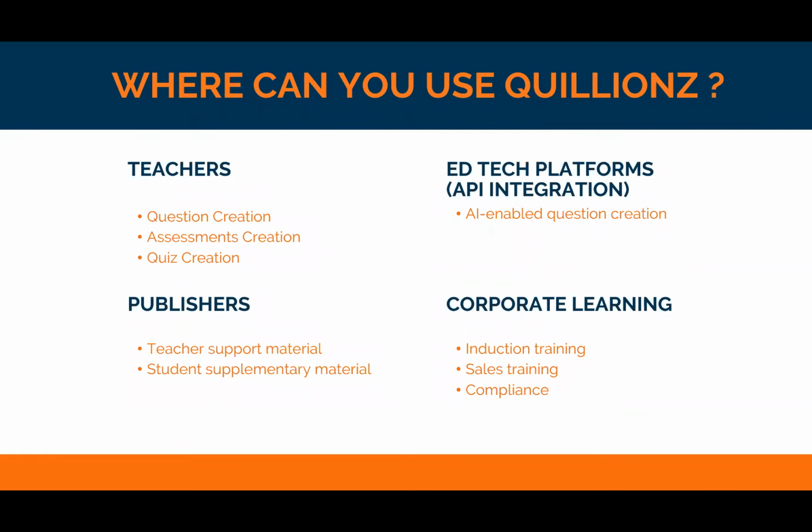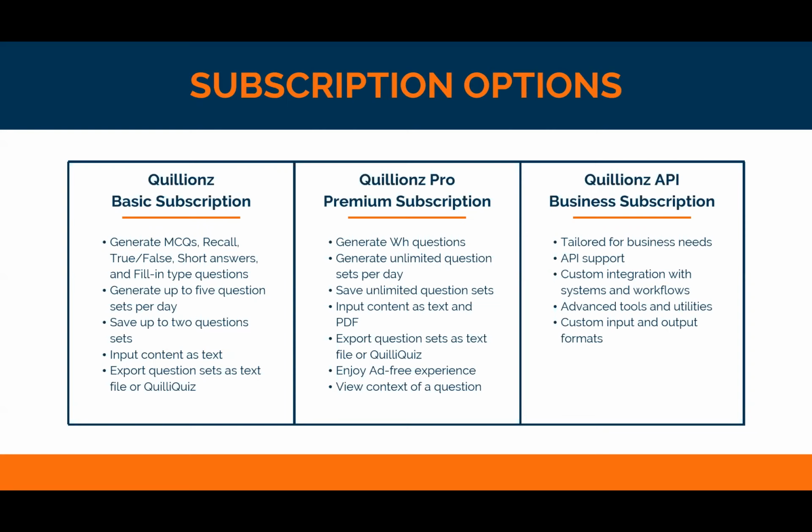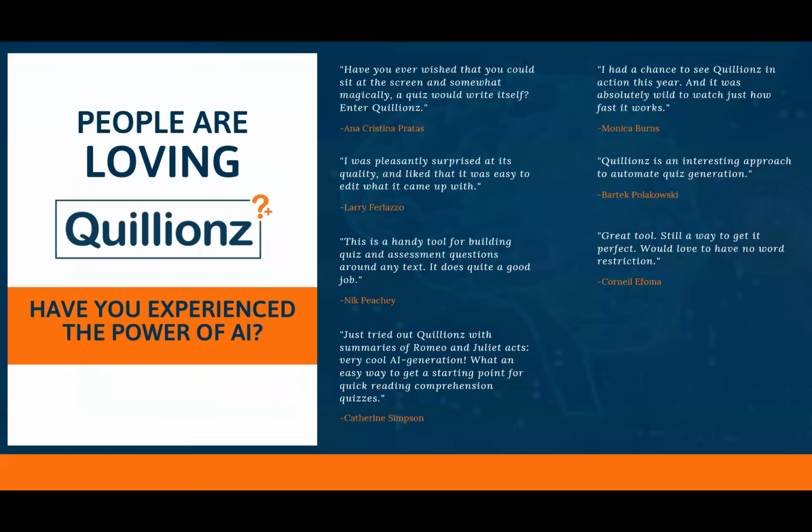Corporate learning platforms can use it for induction training, sales training, or compliance training. There are multiple subscription options available, wherein you can use Quillians for free for life. It gives you a certain limited set of questions. You can go for the pro subscription, and it gives you better facilities like premium questions, like WH, and different kinds of export formats. And of course, the Quillians APIs are available for business subscriptions.